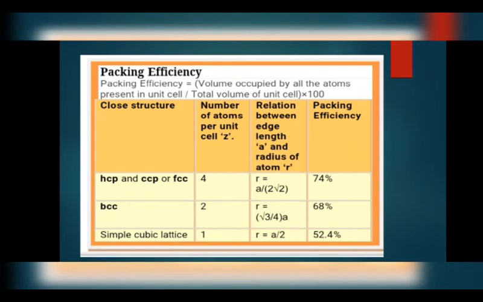The relation between edge length and the radius of atom is given for this close structure, and that is r equals a upon 2 root 2. Packing efficiency is 74%. For the next packing, that is BCC structure, the number of atoms is 2. The relation between r and a is given as r equals root 3 by 4 a, where the percentage packing efficiency is 68%. And for the last, simple cubic lattice, Z is 1. The relation is r equals a by 2 and the packing efficiency is 52.4%.